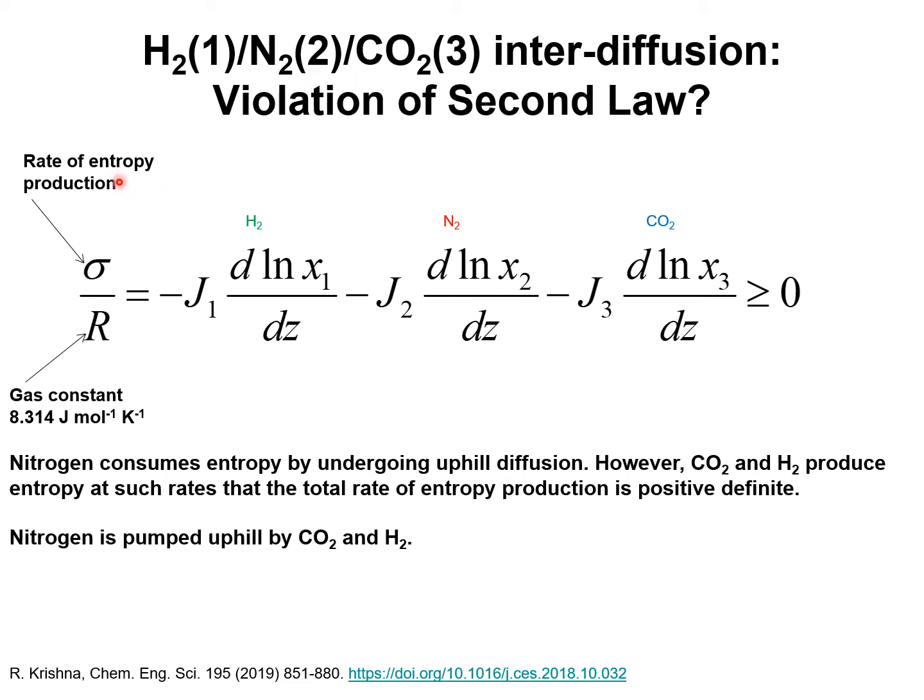The second law of thermodynamics mandates that the rate of entropy production be positive definite. The entropy production for the ternary mixture is given by this expression, where J1, J2, and J3 are the diffusion fluxes of hydrogen, nitrogen, and carbon dioxide, and these represent the gradients of ln x1, ln x2, and ln x3, where x1, x2, and x3 are the mole fractions.